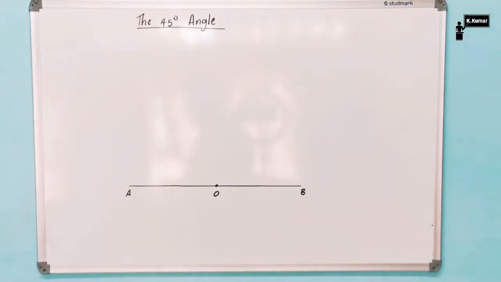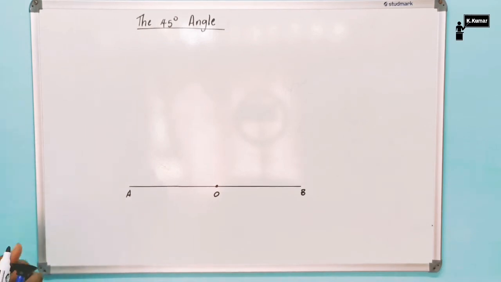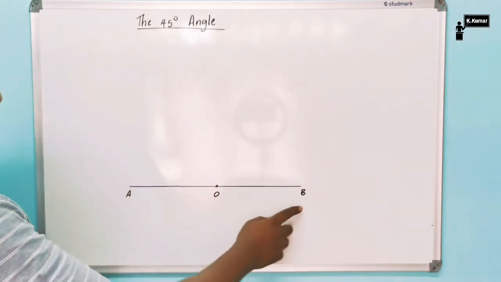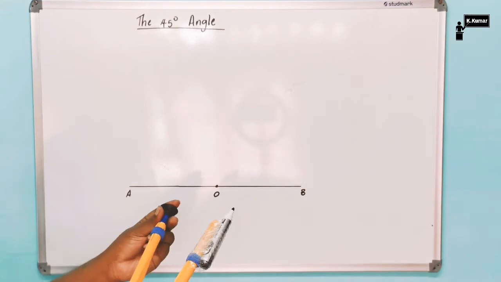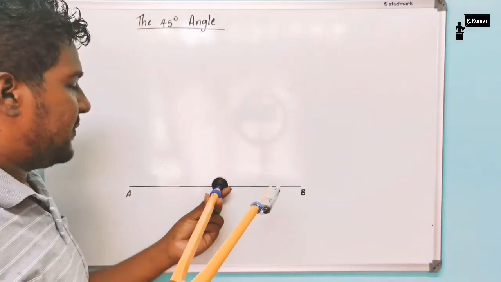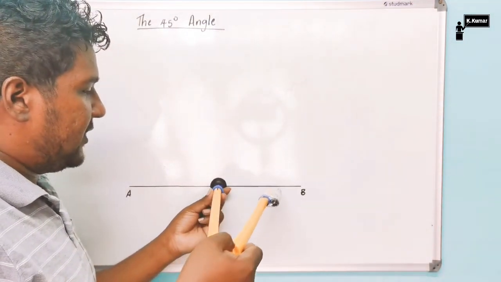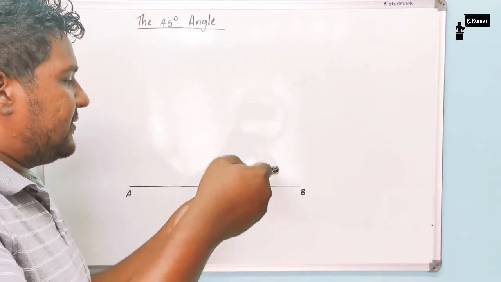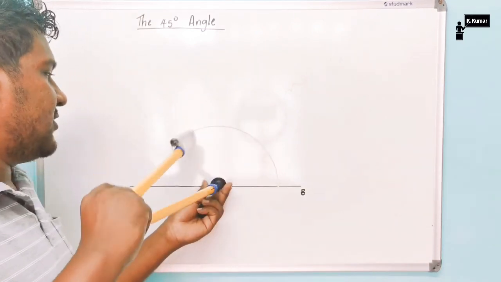The next angle we're going to look at is the 45-degree angle. Now, the 45-degree angle is half of the 90-degree angle. So before we go to the 45, we have to construct a 90-degree angle. And if you can remember, we draw a straight line AB, identify a point and we call it O, place the compass at O, and then we scribe a semicircle.